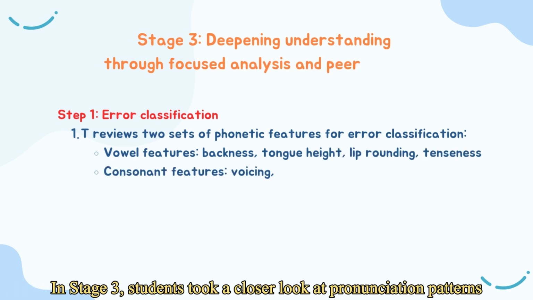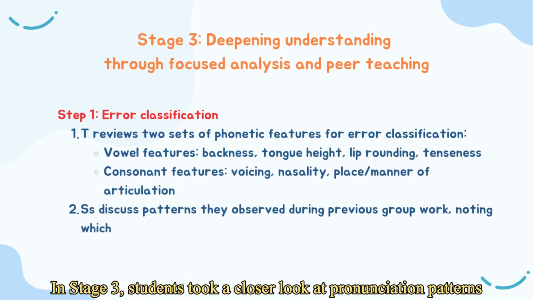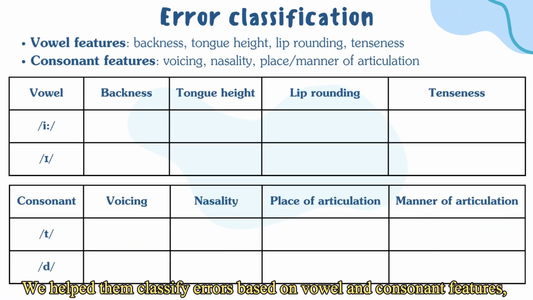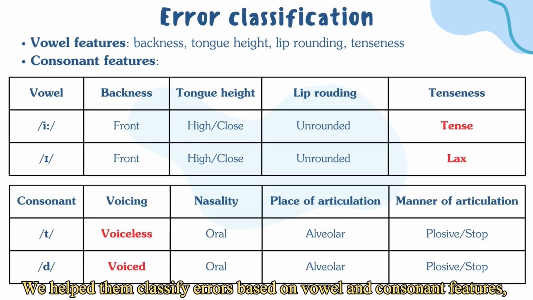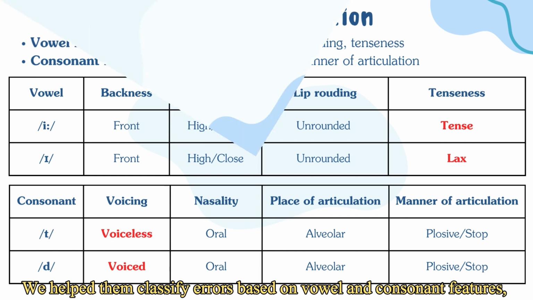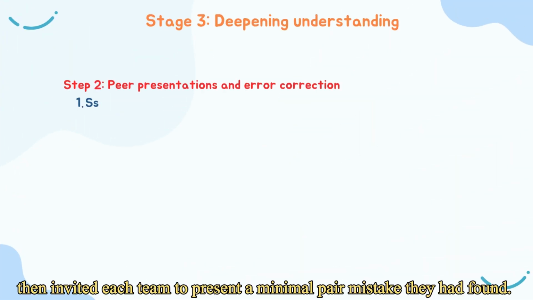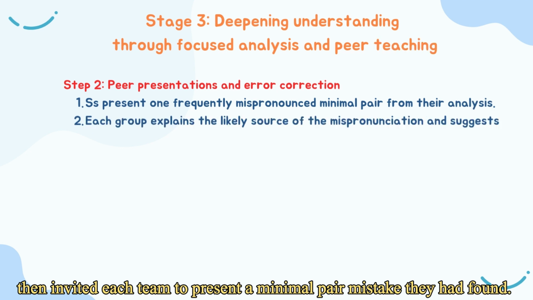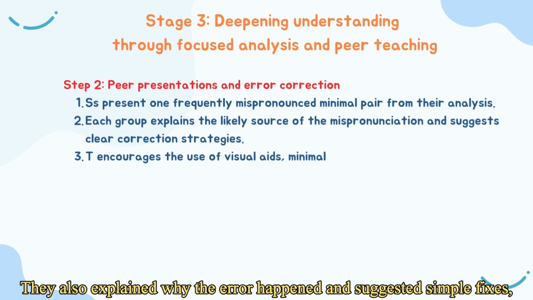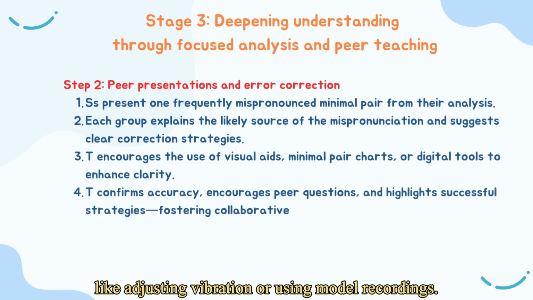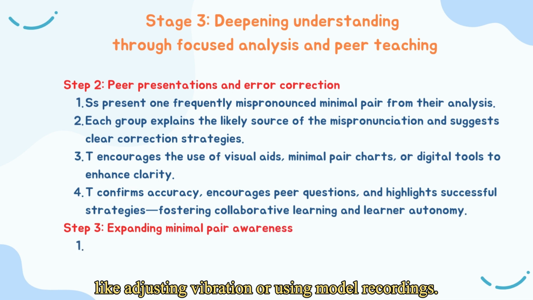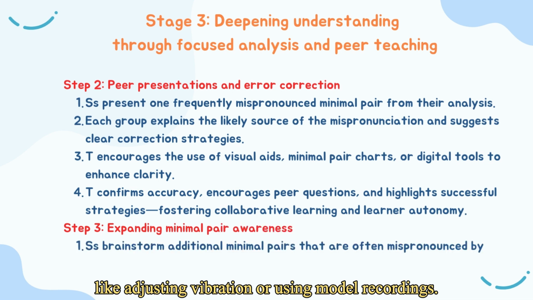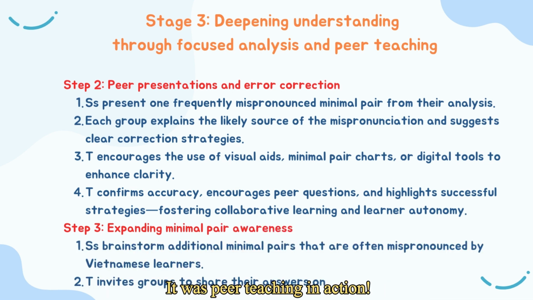In Stage 3, students took a closer look at pronunciation patterns using real learner data. We helped them classify errors based on vowel and consonant features, and then invited each team to present a minimal pair mistake they had found. They also explained why the error happened and suggested simple fixes like adjusting vibration or using model recordings. It was peer teaching in action.